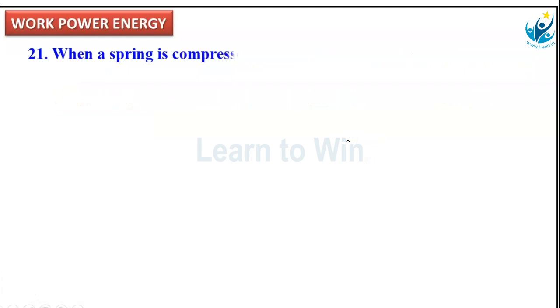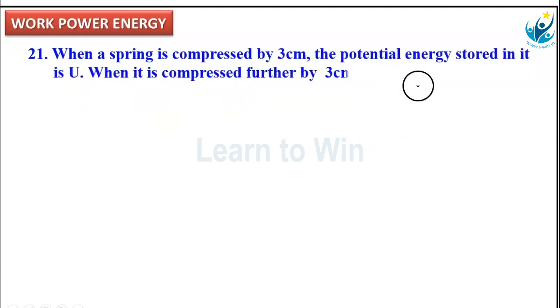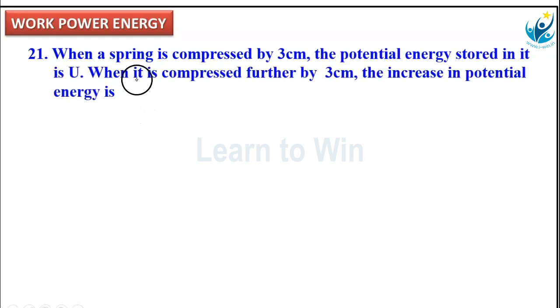The next problem. When a spring is compressed by 3 cm, the potential energy stored in it is U. When it is compressed further by 3 cm, what is the increase in the potential energy? Further compressed by 3 cm means initial 3 plus 3. What is the total compression in the final case? 3 plus 3 is 6 cm. Now how much has the potential energy increased when the spring compression changes from 3 cm to 6 cm? That we are going to find. The options are 4U, U, 2U and 3U.